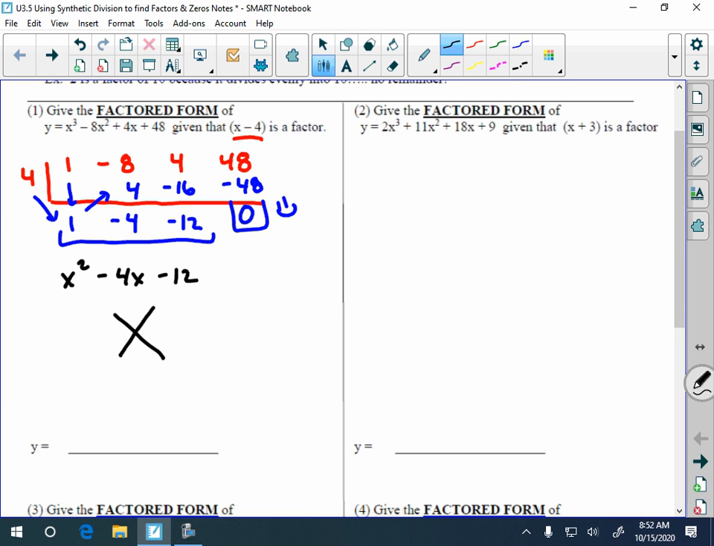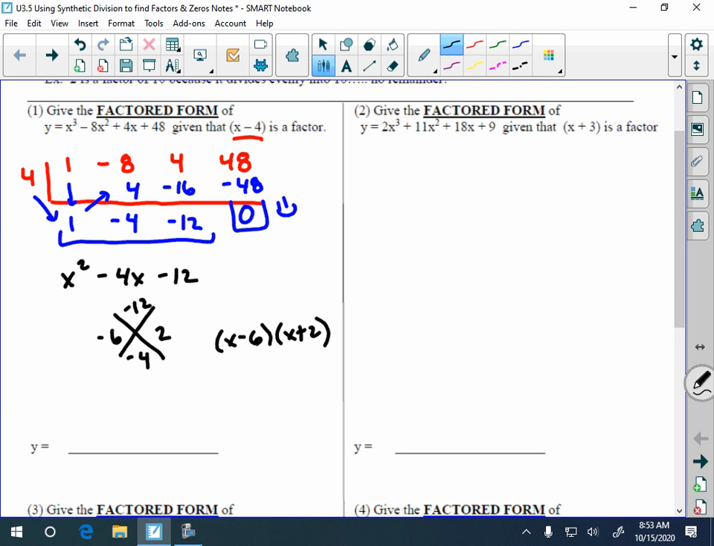All right, so again, if you remember, negative 12 goes on top, negative 4 goes on the bottom. Two numbers that multiply to negative 12 but add to negative 4, that's going to be negative 6 and 2. Right? So then the factors become x minus 6 and x plus 2.